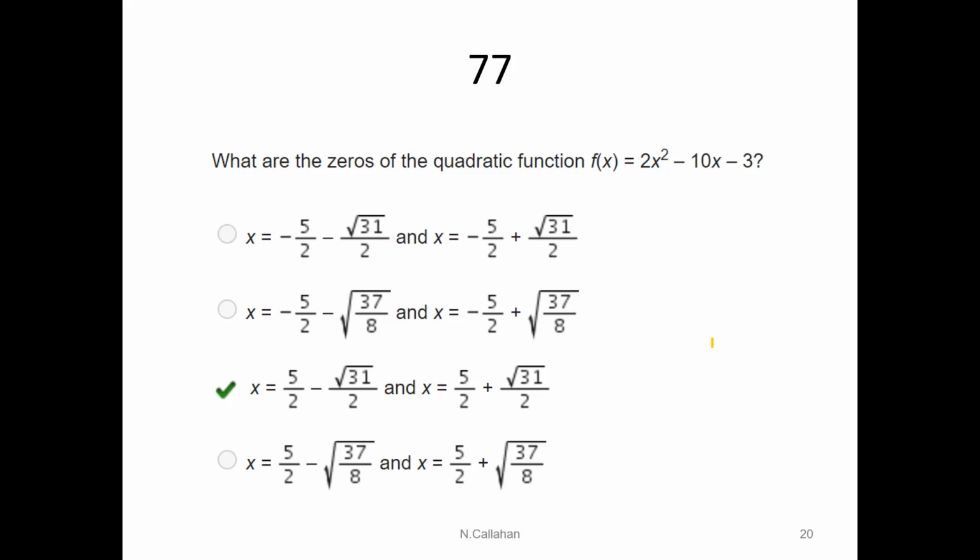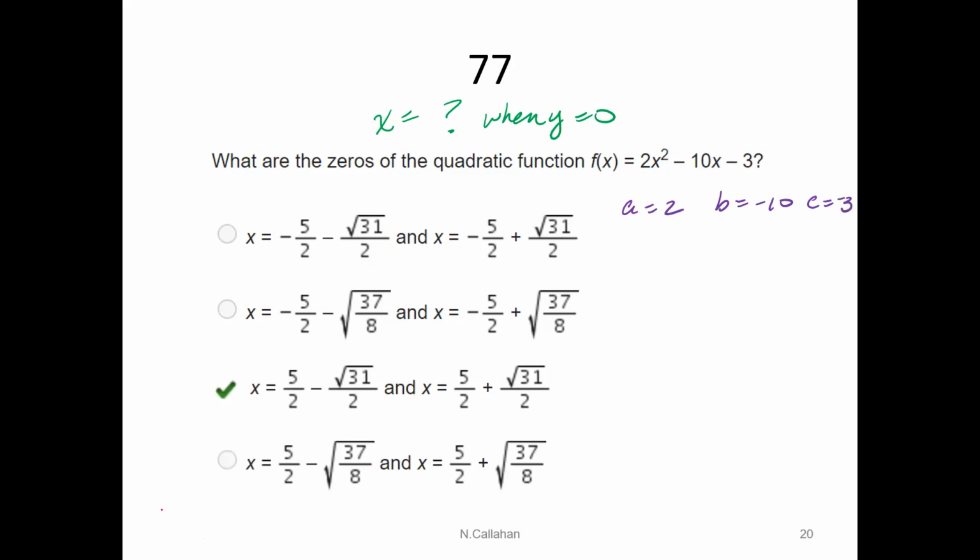All right, number 77 is just what are the zeros to this? Zeros just means they want to know what is x equal to, okay? When y equals 0. So looking at this part right here, this is going to be a little bit complicated. You're going to have to use a quadratic equation. So A equals 2, B equals -10, C equals -3.